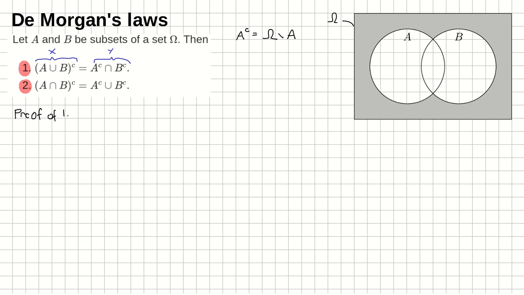So let's do this. We will start by choosing an element in X and proving that it also must belong to Y. So let Z be an element of X. Z is an element of the complement of A union B, so Z is not in A union B. If it's not in A union B, then it can't be in A and it can't be in B. It can't be in either of A and B.